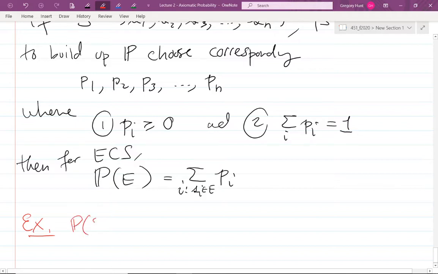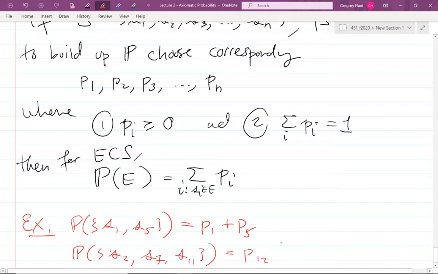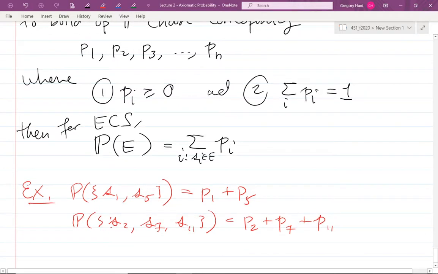So if my event is S1, S5, my probability is P1 plus P5. If my event is S2, S7, S11, I'm going to sum up P2 corresponding to S2 plus P7 corresponding to S7 plus P11 corresponding to S11. And that's how you're just going to sum up the corresponding P sub i to the S sub i, right? So sum up the P sub i corresponding to the S sub i in my event.